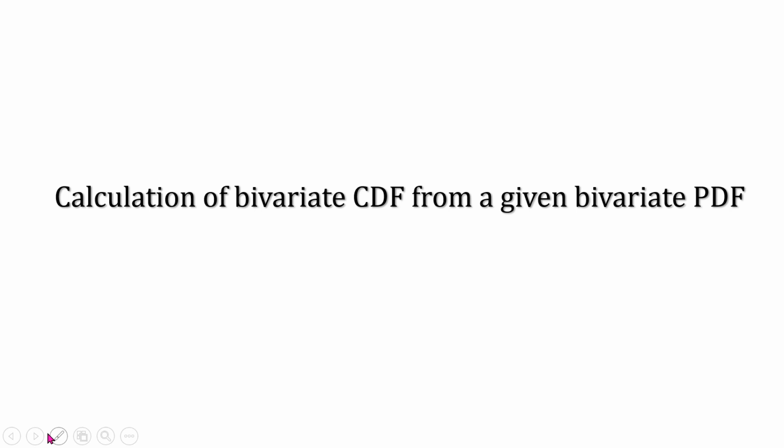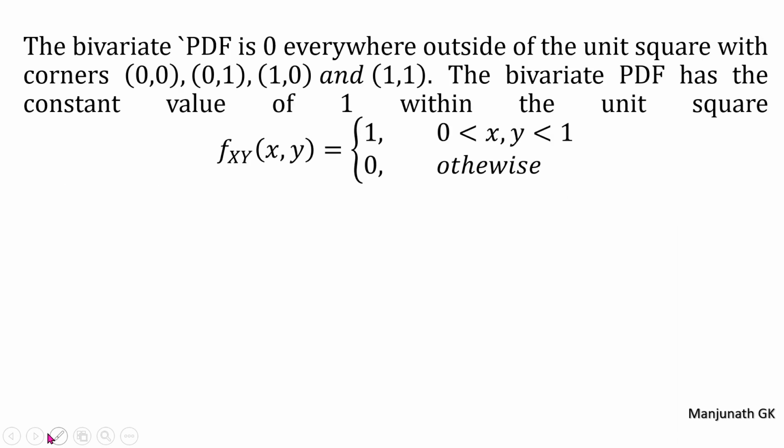Today's discussion is the calculation of a bivariate CDF from a given bivariate PDF. A bivariate PDF is denoted as a small f, and here the bivariate PDF is 0 everywhere outside of a unit square with the corners (0, 0), (0, 1), (1, 0) and (1, 1). The bivariate PDF has a constant value of 1 within the unit square.